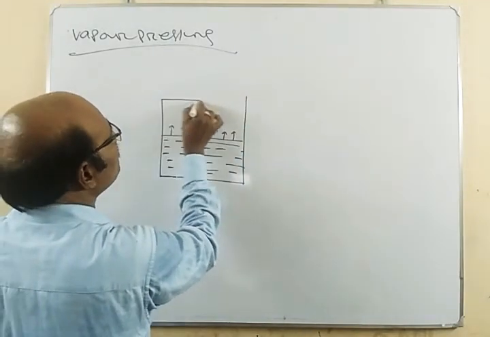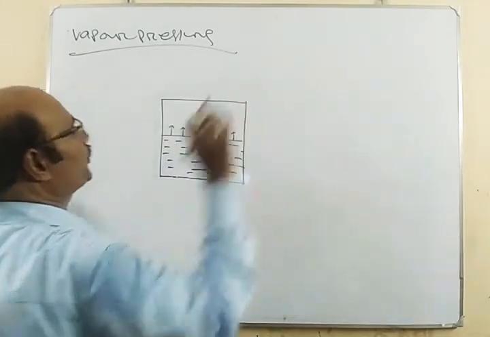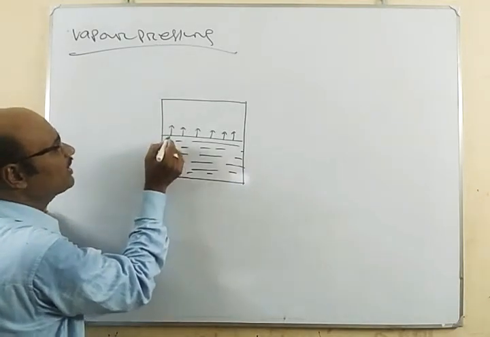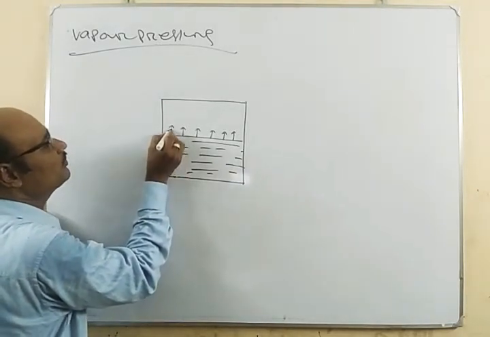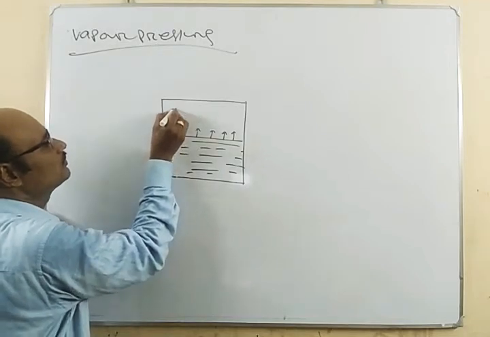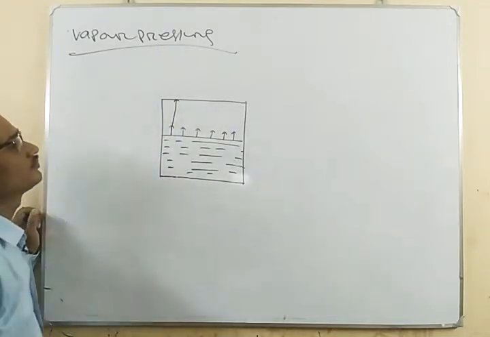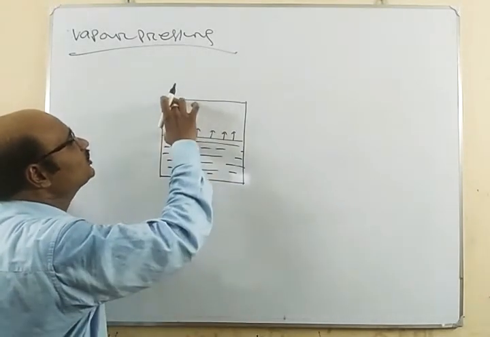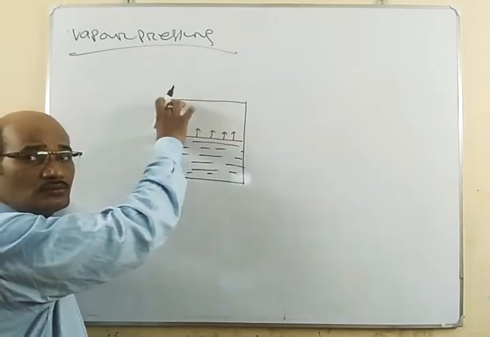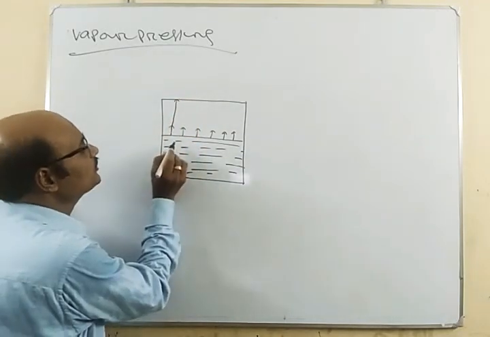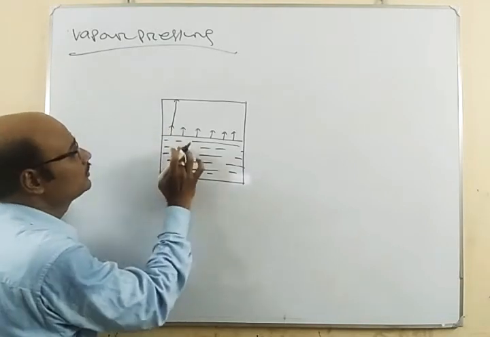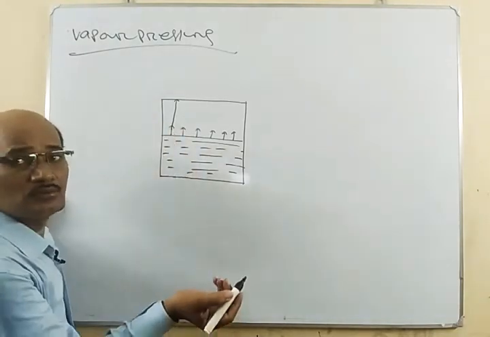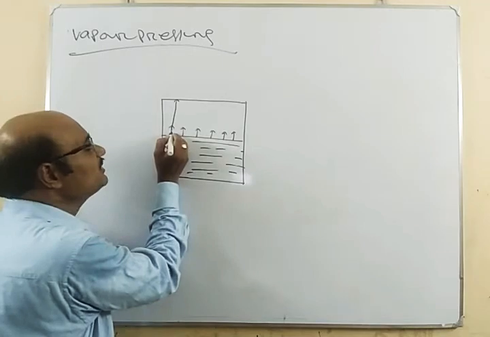Suppose this vessel is closed. Okay. Now see this water particle evaporating, coming here and striking on this wall. Now when this water particle is coming and striking on the wall, it is losing energy. So now this water particle is in the form of vapor. This water particle from the surface is evaporating as vapor, means in the gaseous form. That means it is in the high energy state.